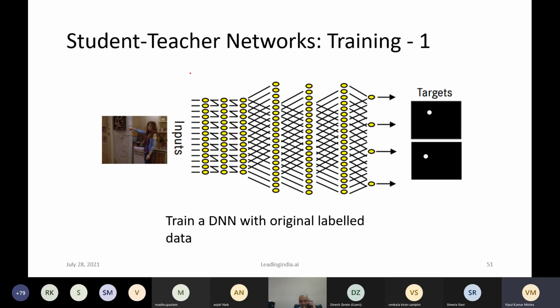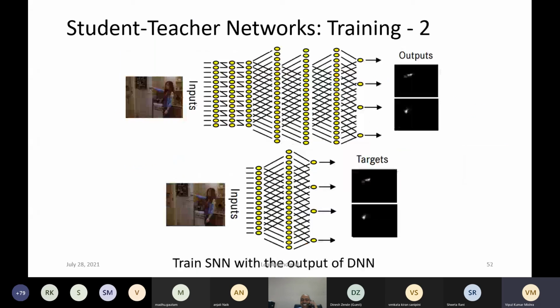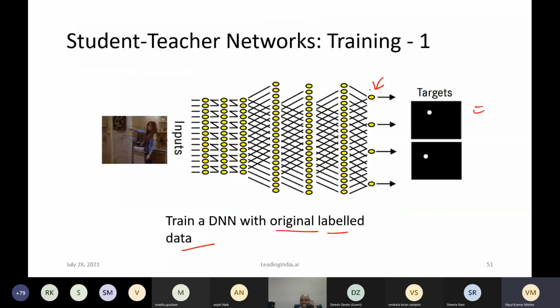Suppose first you train the bigger model with the original data, the original label data. Let's say it's a classification model. Once it is trained, we take the logits, the values of the last layer. Or instead of the last layer, I can take this layer as the logits. Now the important point: I am keeping this as the output for our student network.